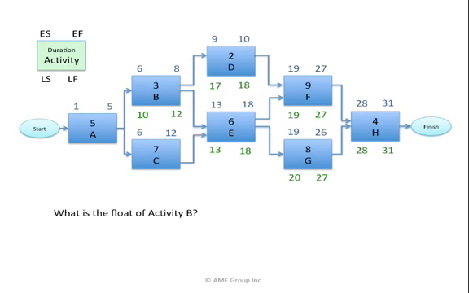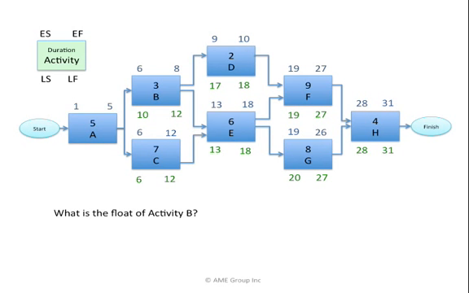Now I ask, what's the latest C may finish? I look at E. E has a late start of day 13, meaning the latest C can finish is day 12. What's the latest C may start? I say 12 minus 7 plus 1, day 6.